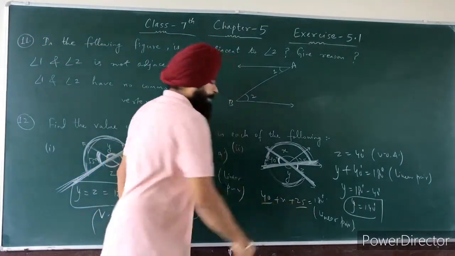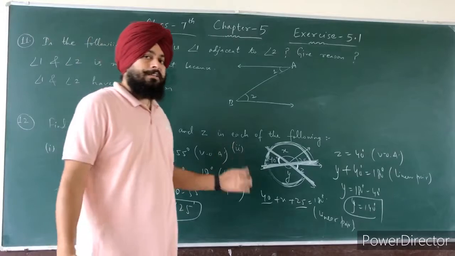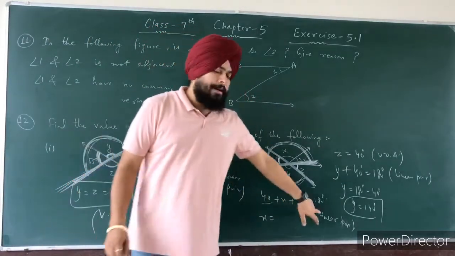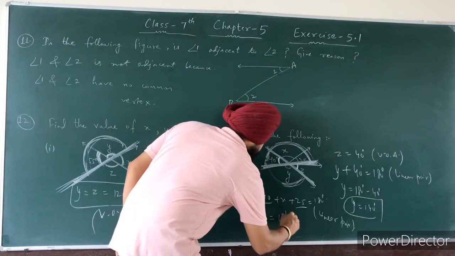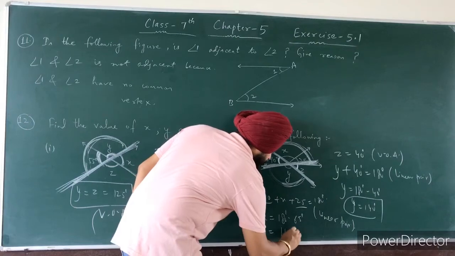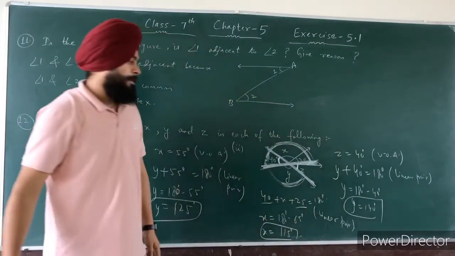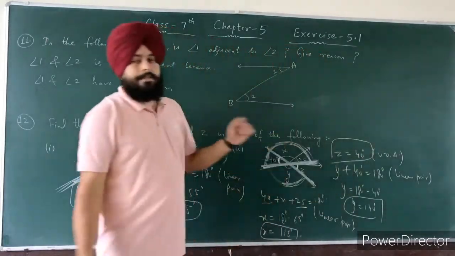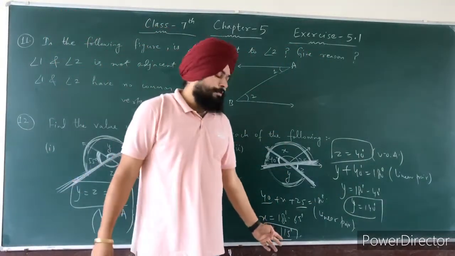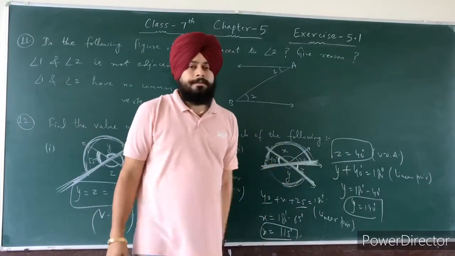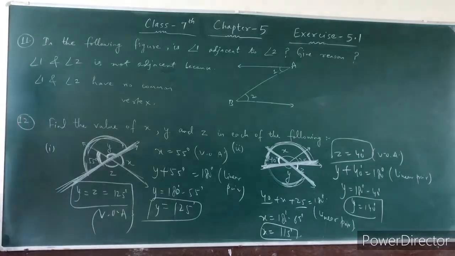Now from this you can find the value of x. Now 40 plus 25, how much? It is 65, and take the 65 to the right side. The value of x is 180 degree minus 65. So x is how much? 115 degree. So this is the value of x, this is y, and this is z. The measure of angle x is 115 degree, the measure of angle y is 140 degree, and the measure of z is 40 degree. So these are your question number 11 and question number 12.